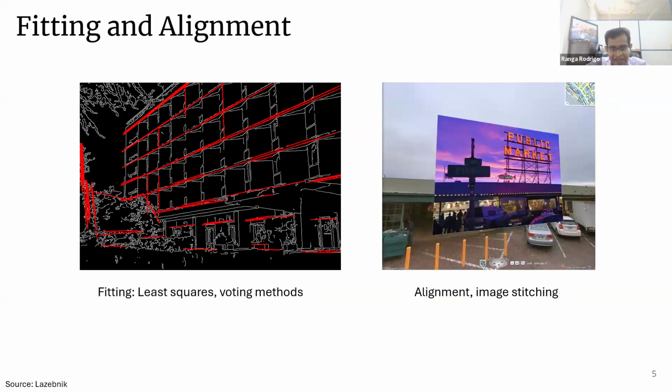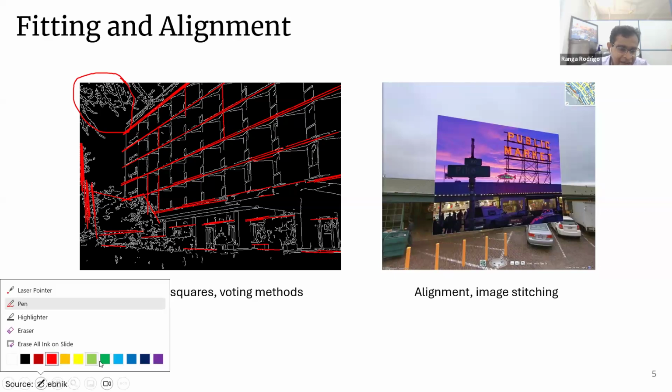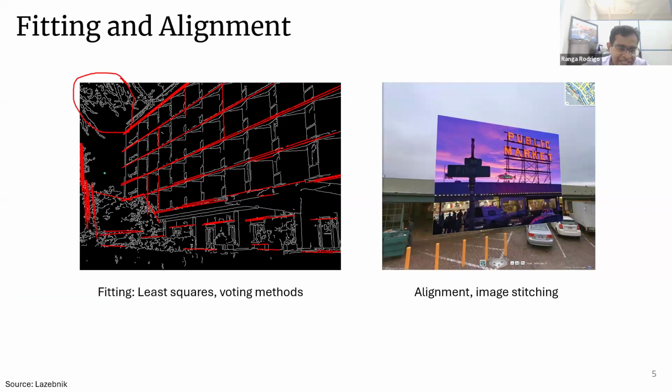Then we will look at fitting and alignment. Now assume that you have these edges. We use some technique to discover these edges. Now using these edges, can we fit some kind of a line to these edges? You can see these lines have been fitted to these edges, the red lines. So this is an alignment. We will understand how to do these kinds of alignments.